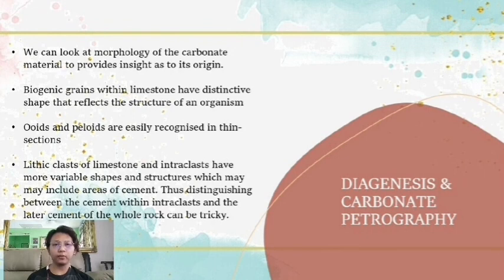Diagenesis and carbonate petrography. Distinguishing between cement and matrix, and even between grains and cement, is not always straightforward in carbonate rock because most of them have very similar mineralogy. Therefore, we can look at the morphology of the carbonate material to provide insight as to its origin. Grains within limestone that are biogenic in origin usually have distinctive shapes that reflect the structure of the organism. Quartz grains are easily recognized in thin sections. The clasts of limestone and intraclasts have more variable shape and structures, and because they are in fact pieces of rock, they may include areas of cement, which means distinguishing between the cement and intraclast and the later sediment of the whole rock can be tricky.